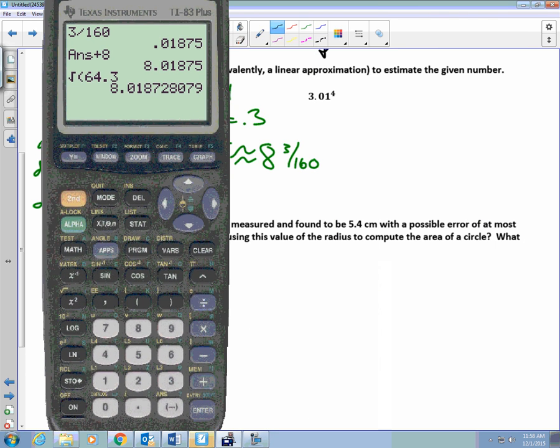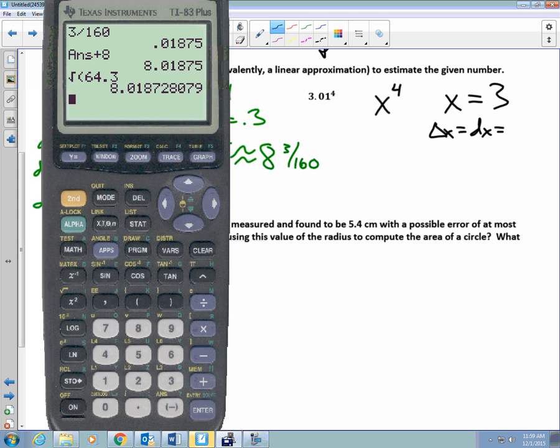All right, what's my function here? I want to take 3.01 to the 4th power. I know what 3 to the 4th power is. What's 3 to the 4th? 81. Yep, 3 times 3 is 9, times 3 is 27, times 3 more is 81. What's my function? X to the fourth. What is my x value that I'm evaluating at? 3. What is my delta x or my dx? 0.01.